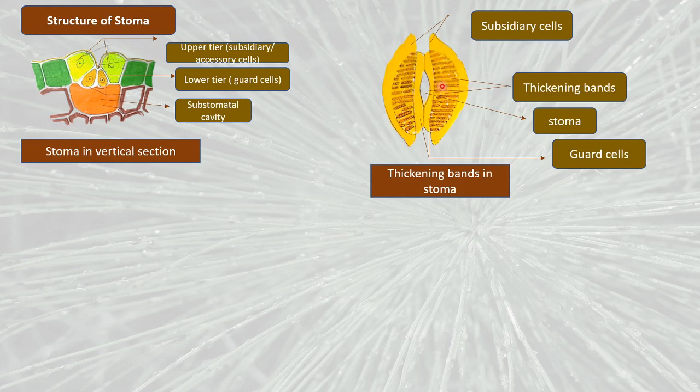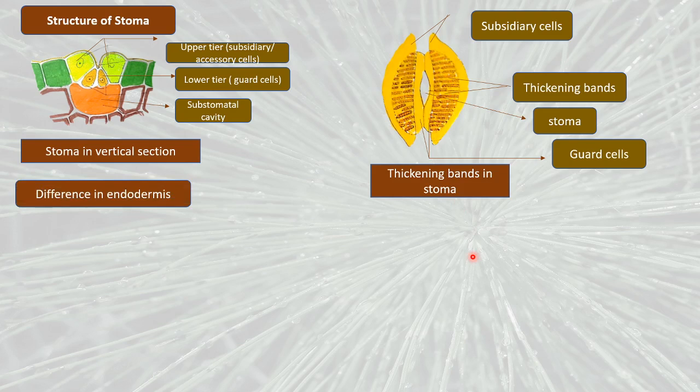As I told you, the epidermis has deposition of silica, so these bands that you see are of silica, and this is actually present in the subsidiary cell, right? But it appears as if it is arising from the stomata. So it is present in the subsidiary cell, but it looks like it arises from the stoma. So these are the thickening bands of silica, right?